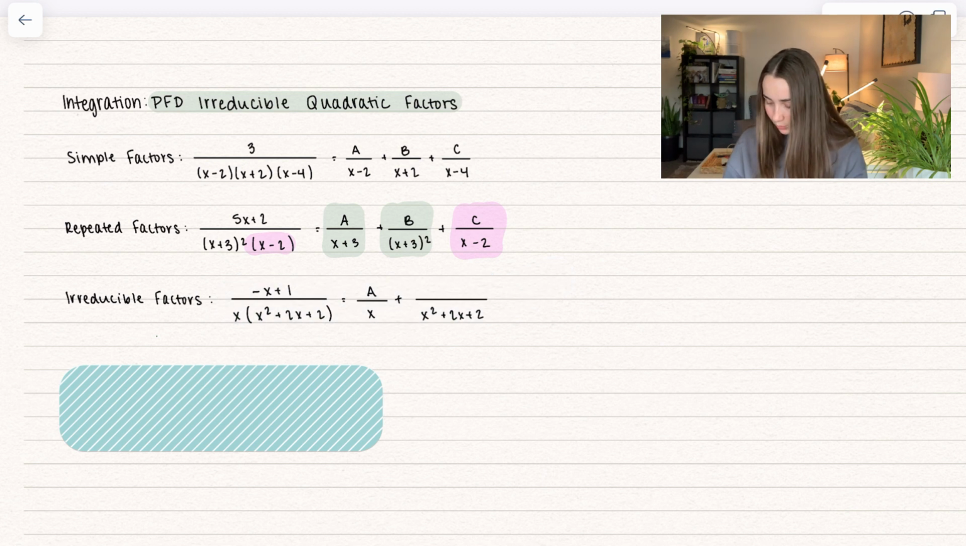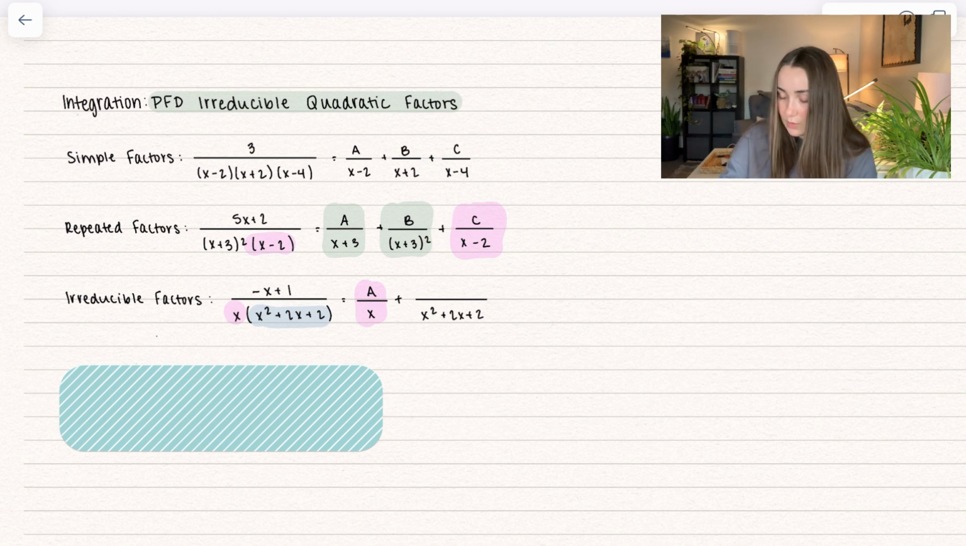So here's an example. Here we have a factored x, but notice here we have x squared plus 2x plus 1. Now that quadratic form is not factorable. And so notice here what we do, a over x, right? That's totally normal. Same thing with simple factors. But we do something special with that irreducible quadratic form.